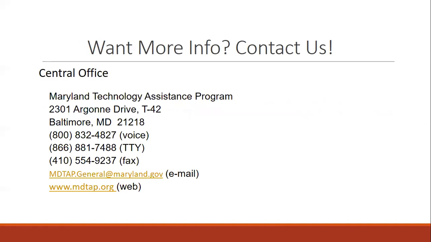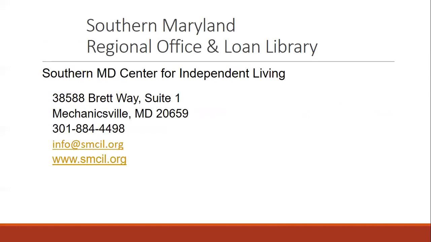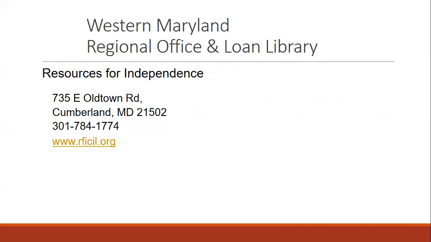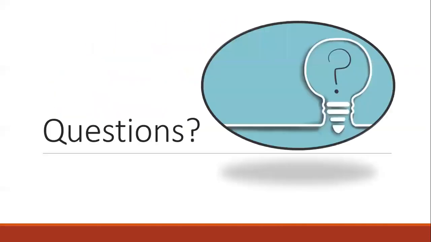And there's also contact info for us here, which is our website and also phone numbers, and also for all of our regional contracts. So that's the Eastern Shore Bay SIL, this is the Southern Maryland SIL, and also Western Maryland SIL, which is RFI. And I'll send this out to everyone, so you will have this available, because I know this is way too much to write down this quickly.